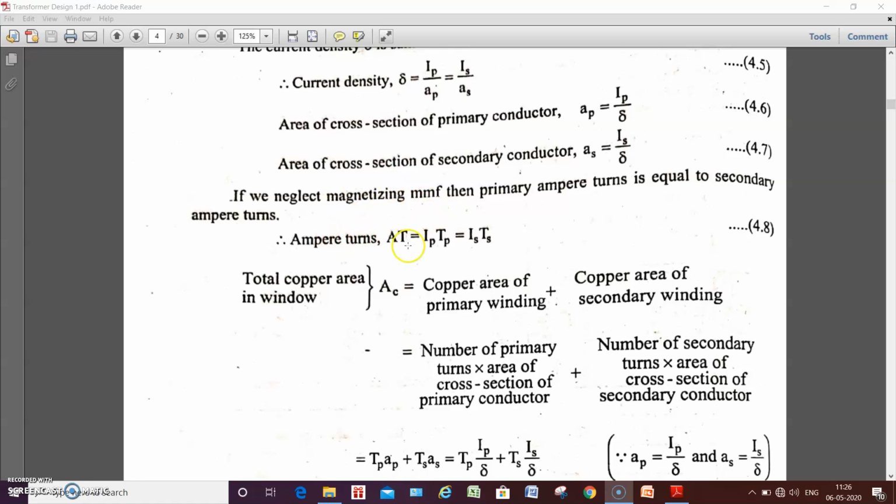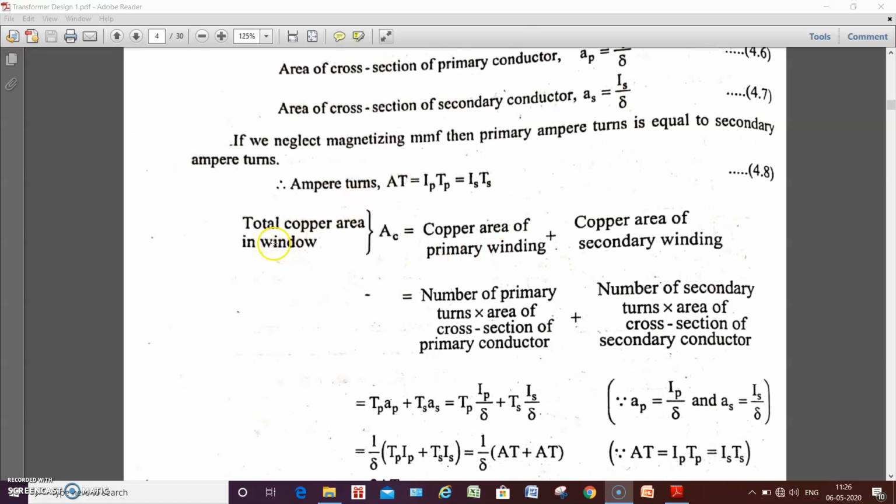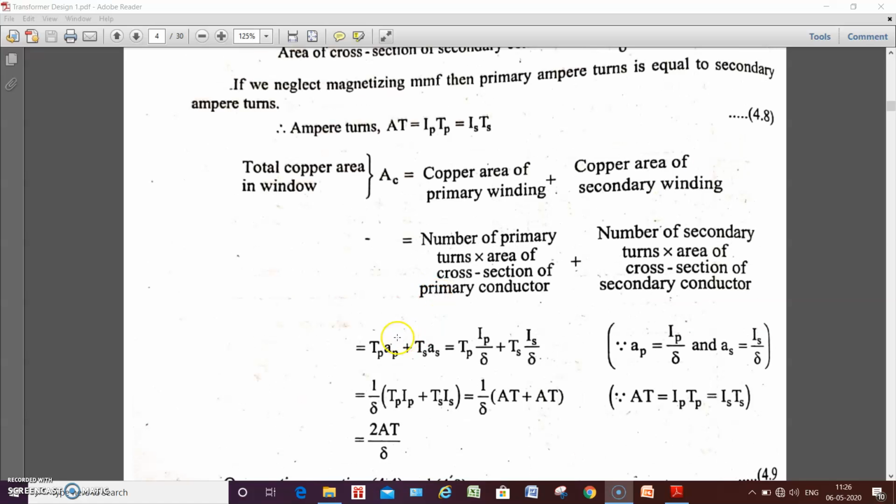So then the ampere turns you can define with respect to primary side or with respect to secondary side. So it is IPTP or ISTS. So from this we are calculating the total copper area in the window AC. Okay. So copper area is area of the cross section of the conductor and number of turns. So it is TP AP plus TS AS. So for AP and AS we are substituting in terms of current density. So it is IP by delta, here IS by delta.